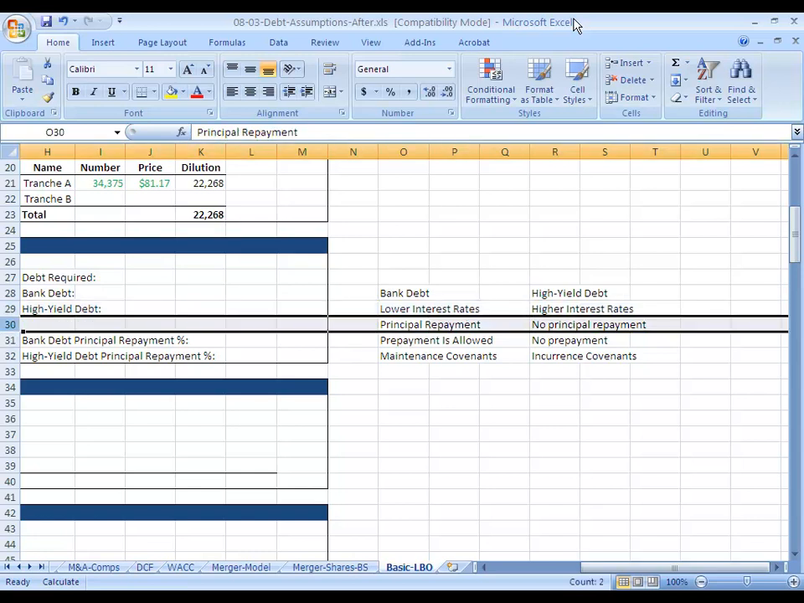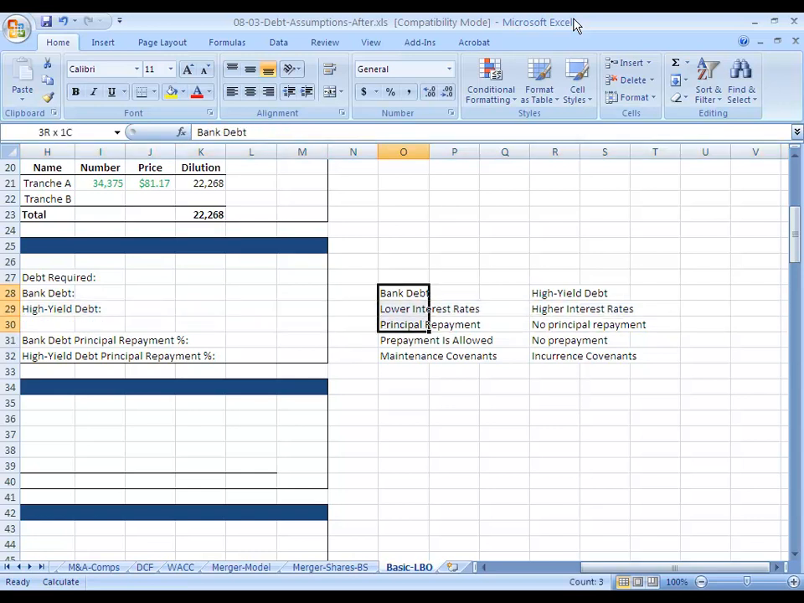Principal repayment, so bank debt is very much like a mortgage or a car loan, for example, where you have to repay much of the principal over time. So if you take out $100,000 worth of debt, maybe 10% of that is due each year, maybe 20%. With high yield debt, by contrast, it's different, and you do not repay any of the principal. Instead, the entire debt balance is due at the end. So if you think about it, this makes it riskier for the company because instead of paying off some of the debt each year, they're just going to have to repay all 100,000 or all 100 million at the end of the period.